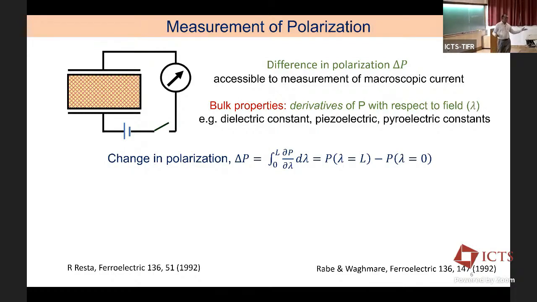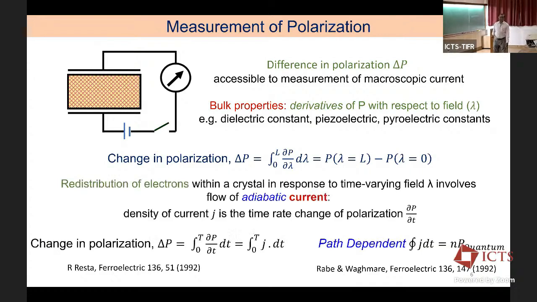Okay, and what I talked about earlier was absolute polarization. So bulk properties usually involve derivatives of P with respect to some external field, which is why the change in polarization is what we can calculate using any theory, as you will see. The redistribution of electrons within a crystal in response to a time-varying field is what gives rise to the flow of adiabatic current. And if you integrate it out, you will basically get the change in polarization. This was shown by Raffaele Resta in '92. And at the same time, this was my first PhD project with Karin Rabe.